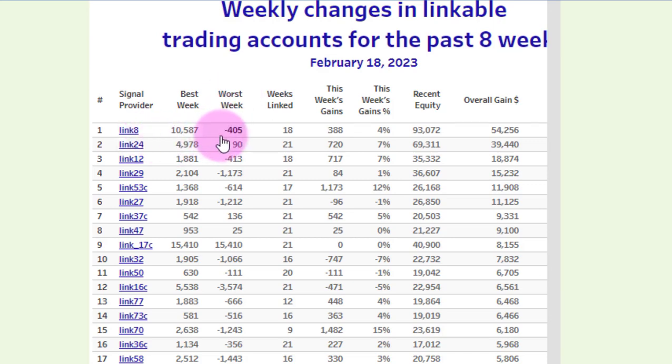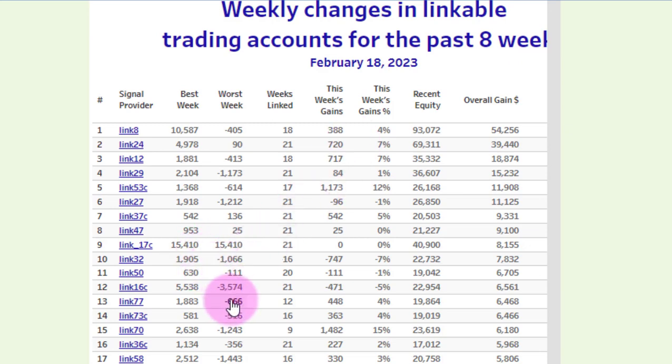So if you look at this account, the best week has been over $10,000, but the worst week has only been less than $400. And in fact, number 24 hasn't had a negative week in the last 8 weeks. You can go down here and see how the negative weeks compare to the positive weeks. For instance, that one has no negative weeks over the last 8 weeks. That one's fairly new. It's only come in, so it's not representative of the last 8 weeks, and so on.